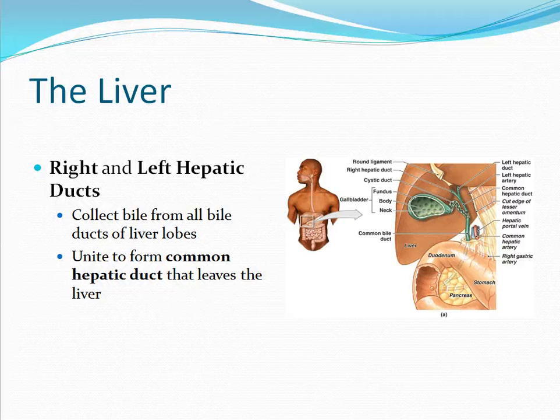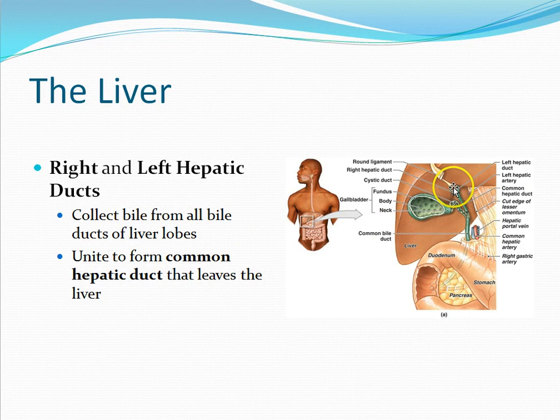All of these bile canaliculi will drain into small bile ducts. Then all of these small bile ducts come together, forming one of two major ducts, either the right or the left hepatic duct. It is the job of these two major ducts to collect all of the bile from all of the bile ducts in the liver lobes. The right and left hepatic duct will then unite to form the common hepatic duct that leaves the liver.